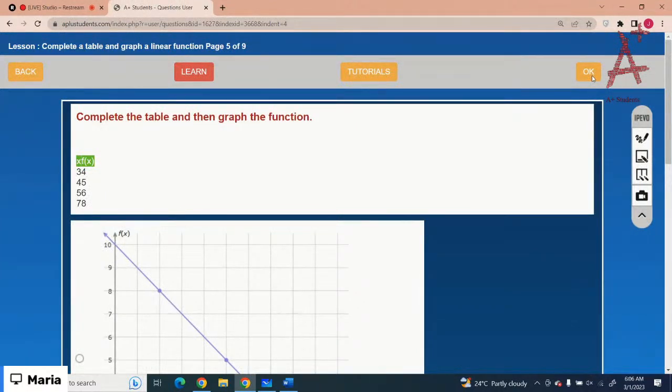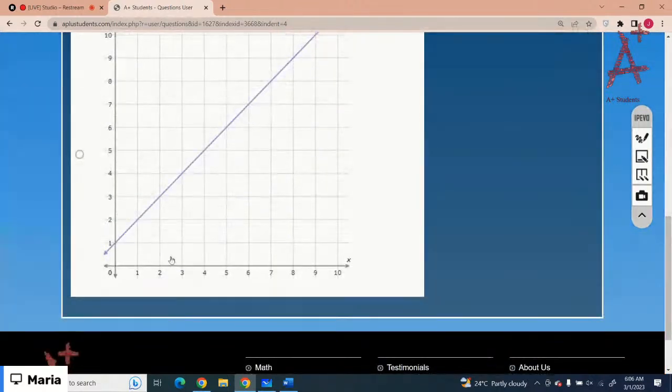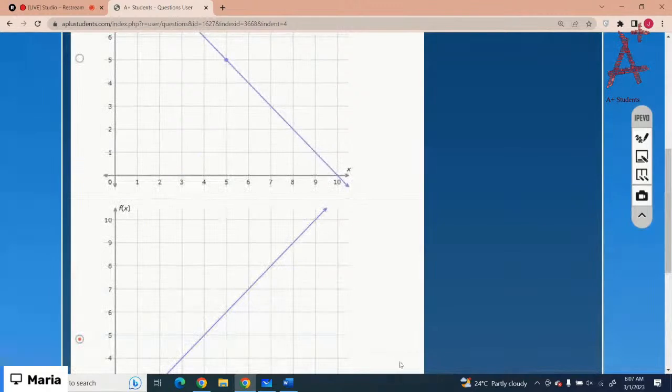Complete the table and then graph the function. X is 3, Y is 4; X is 5, Y is 6; X is 6, Y is 7. This isn't the correct option. Just look at X is 3, Y is 4. Option number 2 is the correct option. Got it?